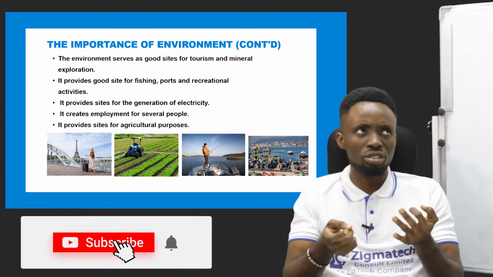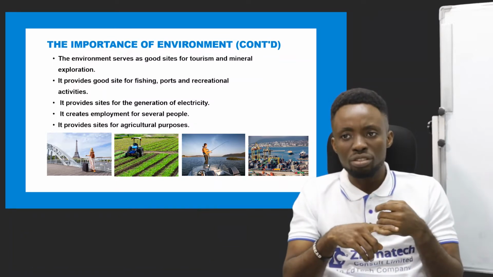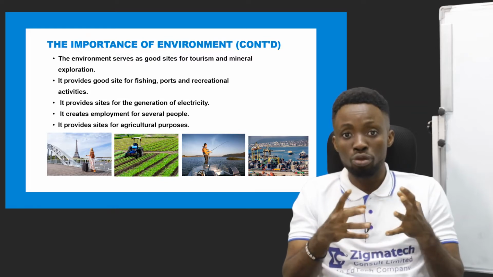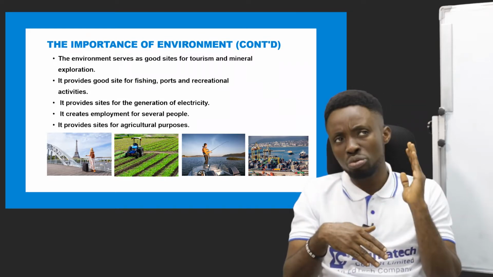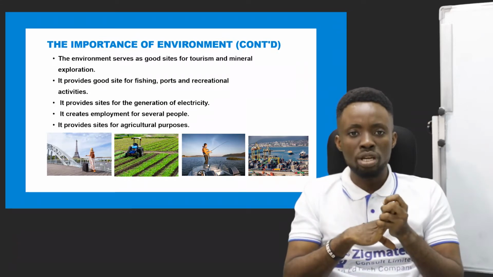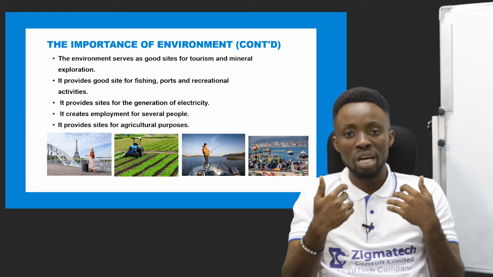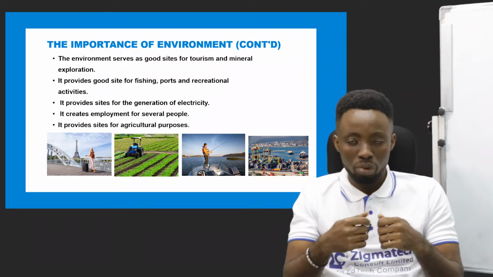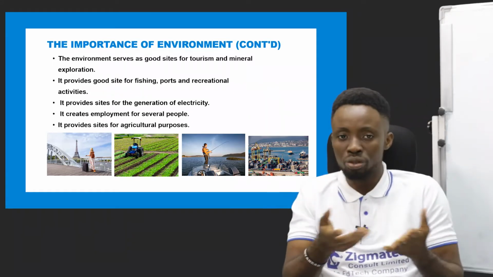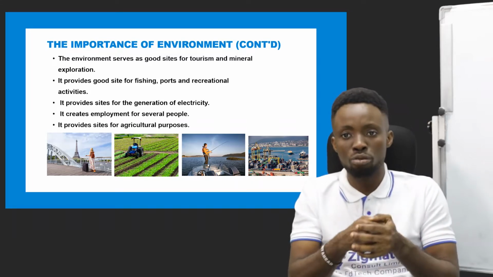Also, our environment provides us with good sites for recreational activities, good sites for fishing, good sites for ports, especially places that are close to the ocean or a water body. And our environment also generates electricity for us, either through hydroelectric power or the power of wind, or from any other source of energy like a bio form of energy, a thermal form of energy, or even a geothermal form of energy too.